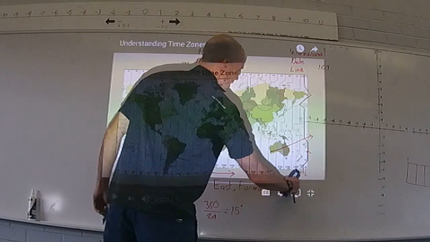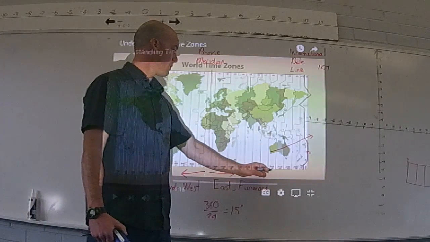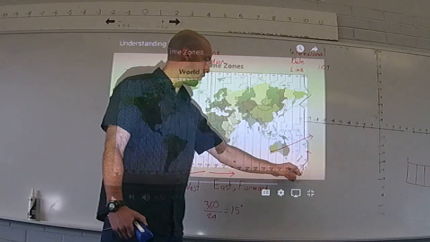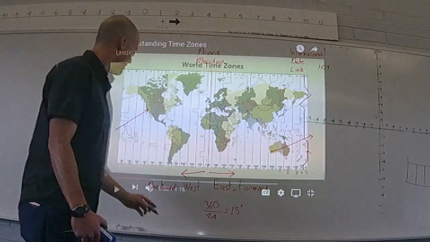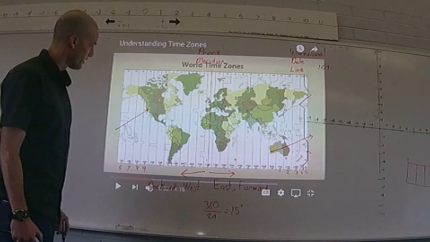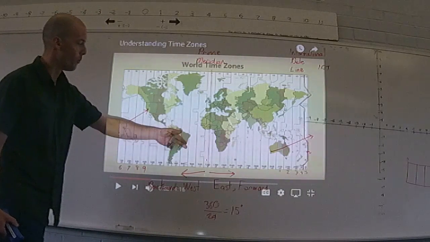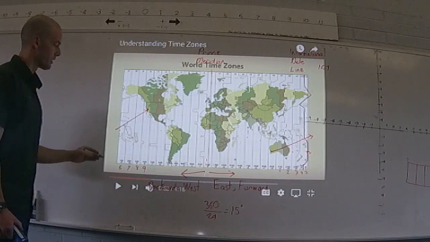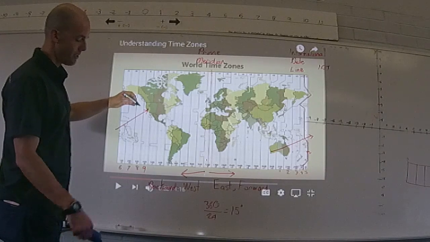So how many time zones did you cross? Well, take this as zero, where you're starting at plus eight. 1, 2, 3, 4, 5 on the other side of the international date line there. 6, 7, 8, 9. So even though we're on this side, we're on the west of the prime meridian, we are still heading in an east direction, okay? Because we came in from that way. So that's plus 9.